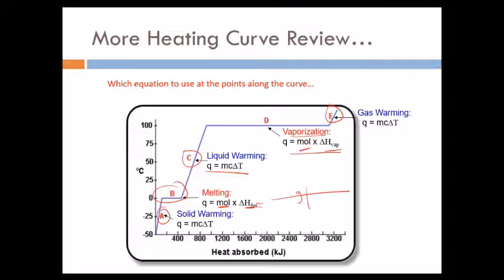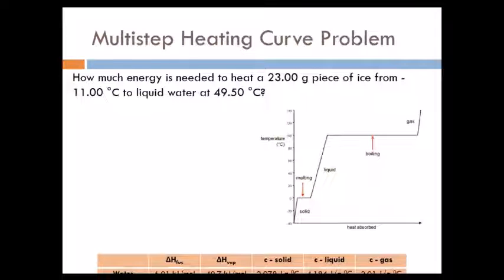But let me show you a problem like this, where we're starting with 23 grams of ice, and okay, the negative sign didn't carry over, but I'll put it here. So we're starting at negative 11 degrees Celsius, and we want to know how much energy it takes to turn it into liquid water that has a temperature of 49.5 degrees Celsius. So really, we're starting somewhere down here on the curve. We have to warm, oh, I hate it when it does that. Erase that. All right.